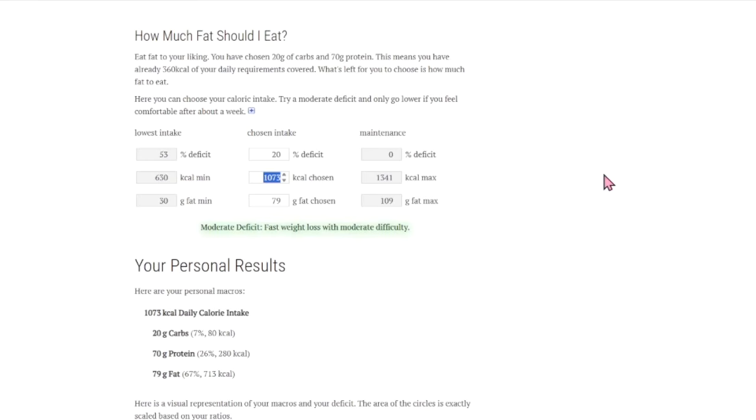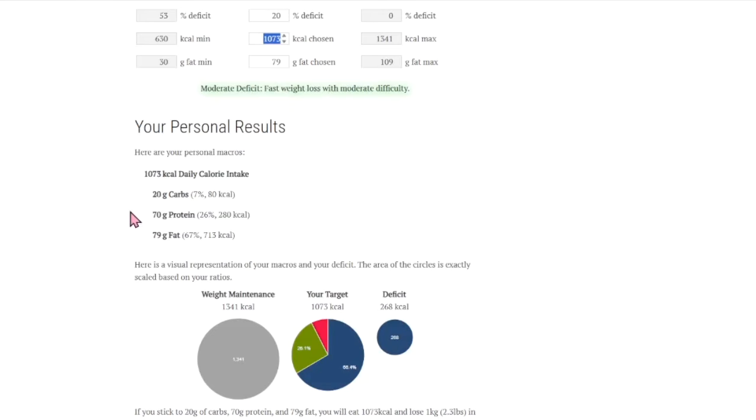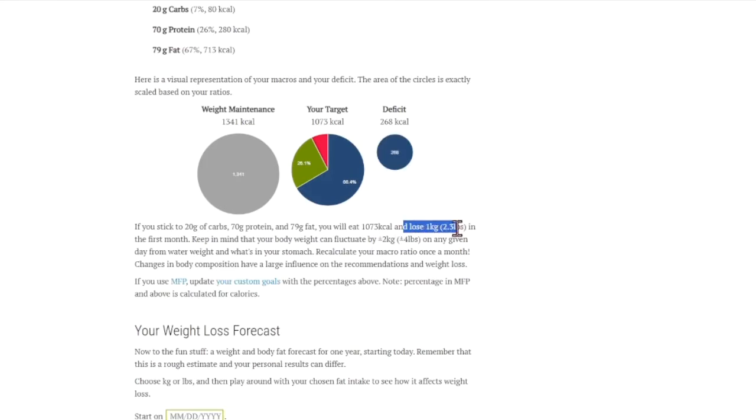All right, so based on my personal results, it's telling me I should be eating 20 grams of carbs, 70 grams of protein, and about 79 grams of fat. And if I do that, I'm going to lose around 2.3 pounds in a month. So I'm at the point now where I'm so close to my goal, within 15 to 20 pounds, that my weight loss has slowed down even when I follow my calorie target. So I really need to understand this and accept it if I want to continue to lose that next 15 to 20 pounds to reach my final goal.